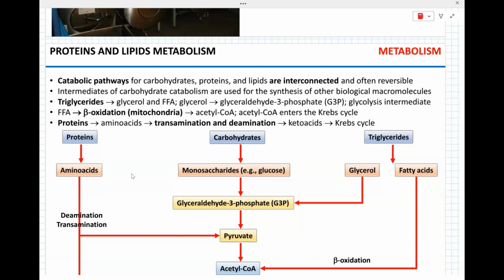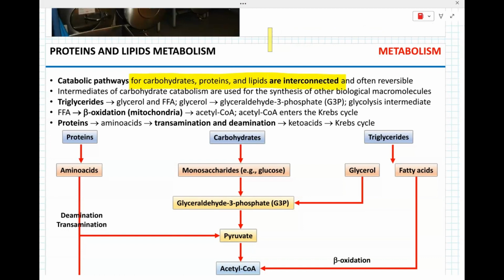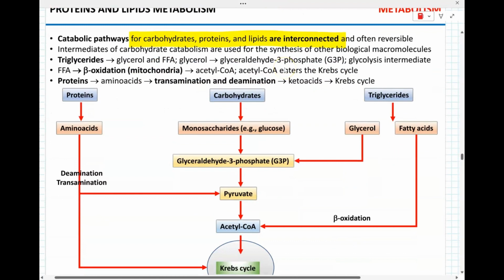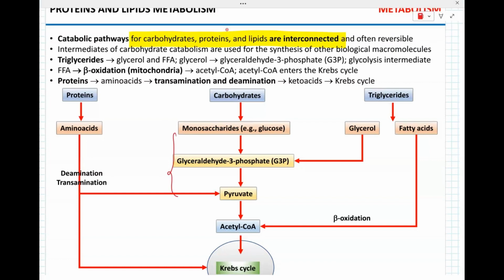And moreover, the products of the metabolism will be, as I call it, plugged in to the metabolism of carbohydrates. In other words, catabolic pathways for carbohydrates, proteins, and lipids are all interconnected and are often reversible. So here in the center, you can see what we just discussed. Monosaccharides in the process of glycolysis are converted into pyruvate, which undergoes the transition step, and the resulting acetyl-CoA enters the Krebs cycle.